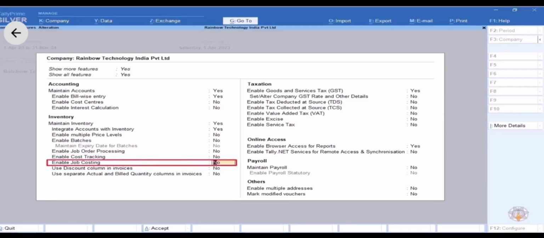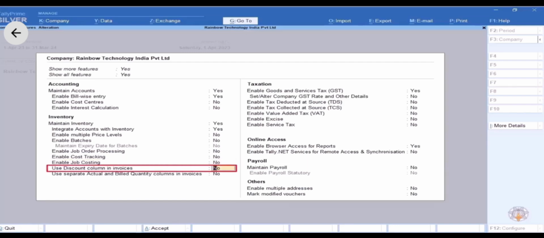Enable job costing. The job costing feature can be used to track the profitability of any type of job or project. Through job costing, expenses incurred in the product such as purchase of materials, direct and indirect expenses, revenue earned, and profit generated from the project, all this information can be easily managed in Tally Prime.